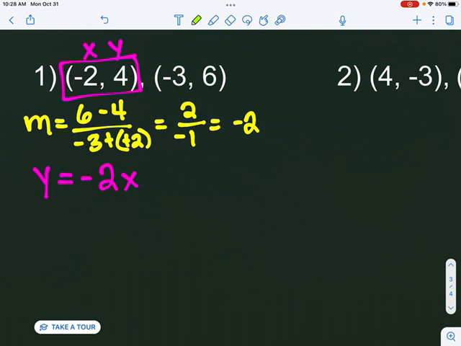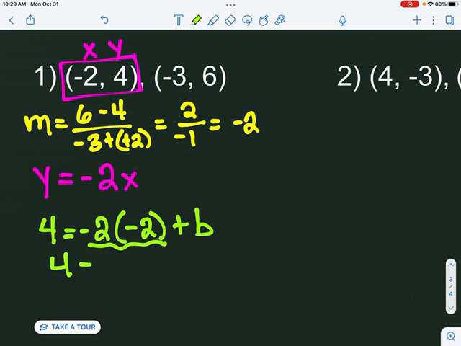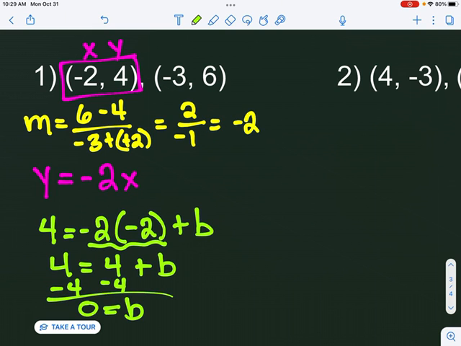Okay? So now we're going to plug those in. So I'm going to go 4 equals negative 2 times negative 2 plus b. So I would multiply that first. Negative 2 times negative 2, that's going to get me 4 plus b. I'm going to minus 4, and that gets me b equals 0. So my equation is just going to be y equals negative 2x, because I would write plus 0, but we don't write that into the equation.